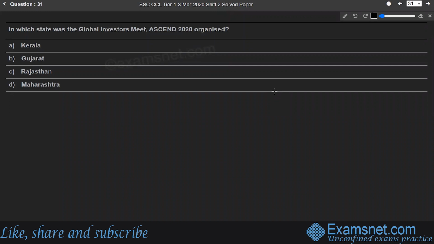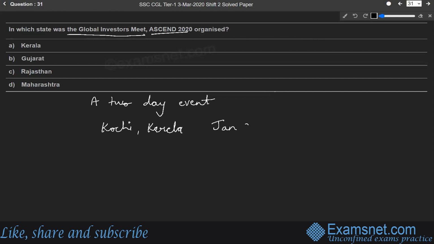Next question is, in which state was the Global Investors Meet Ascend 2020 organized? And the options are Kerala, Gujarat, Rajasthan, and Maharashtra. Do you know the Global Investors Meet was held for 2 days? It is a 2-day event which is known as Ascend 2020. It was held in Kochi, Kerala, and the time was January 9 to 10.